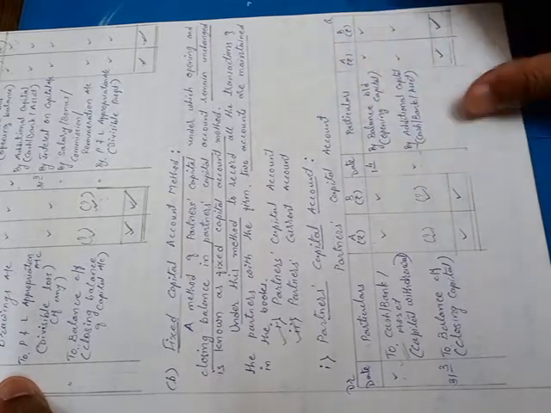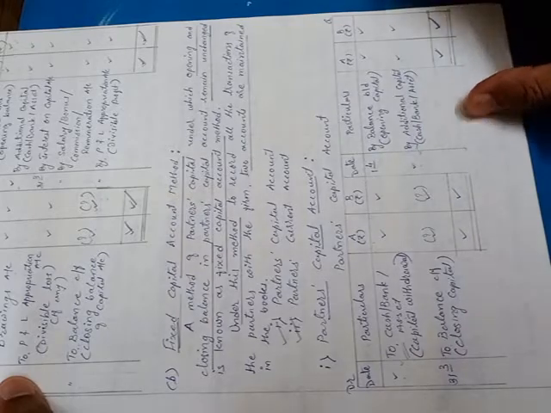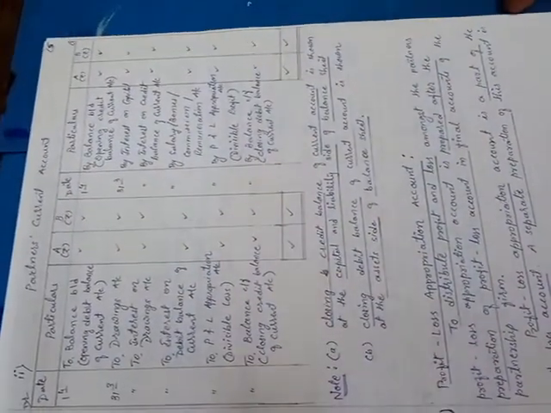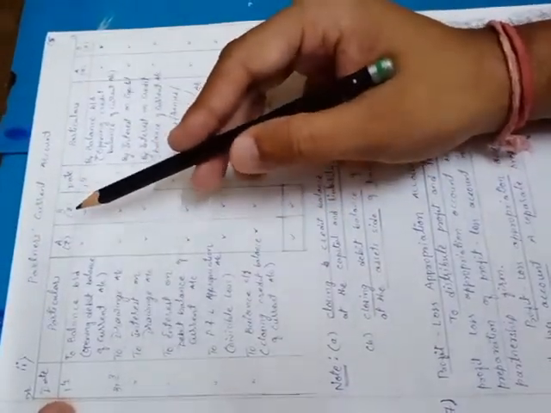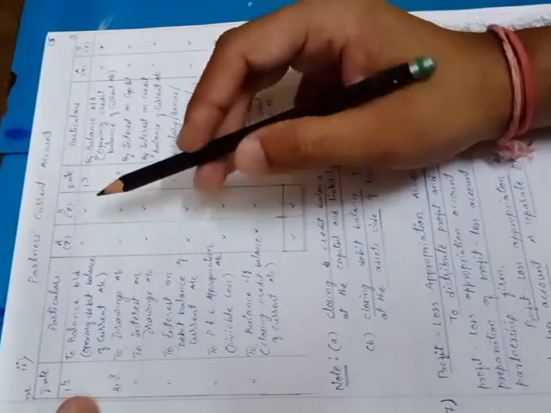So for that purpose, there is another new account we are going to prepare under this method, known as the partner's current account. I have prepared it and it is available at the top of the page. So in the fixed capital account method, there are two accounts we are going to prepare: one is the capital account, the second one is the current account.